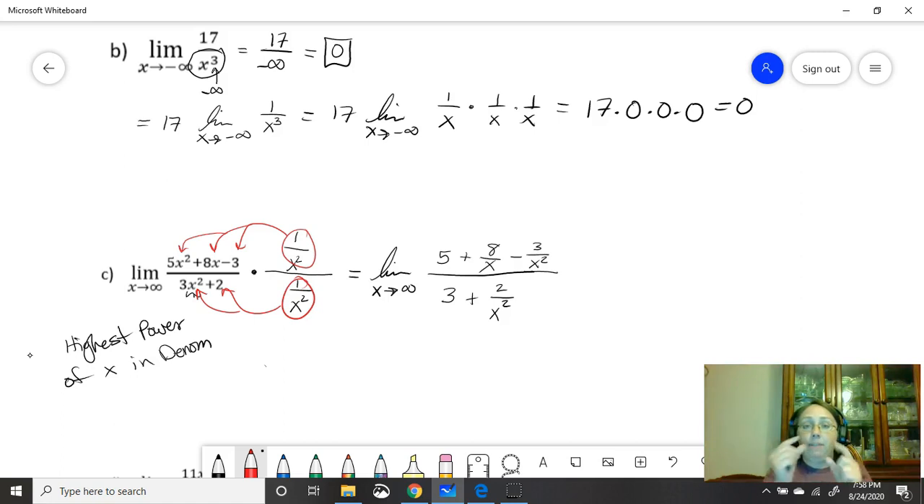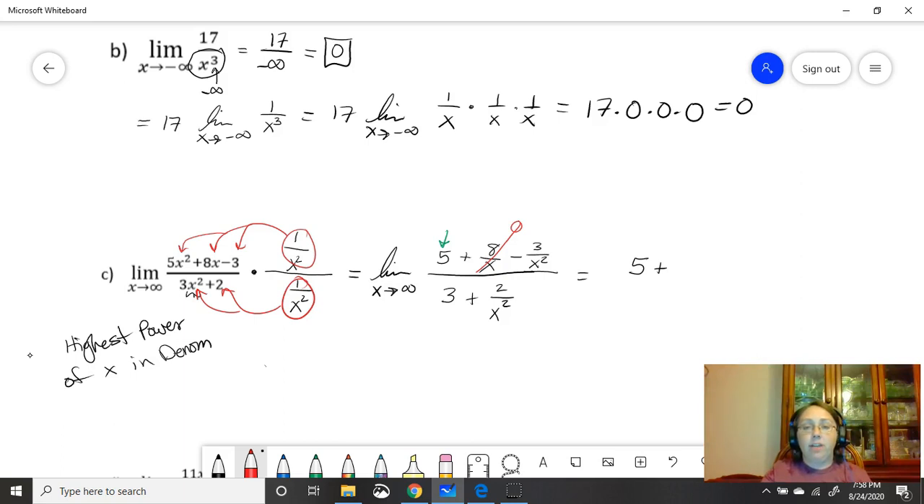So let's find the limit of each term individually as x goes to infinity, and then we're going to put it all together. All right, what is the limit of the constant 5? Well, that's still going to be 5. That does not change. It's a constant. So 5 plus. What is 8 over x going to do as x goes to infinity? You have a finite number divided by infinity. So this whole fraction goes to 0, just like in the previous two problems. Finite number divided by infinity goes to 0.